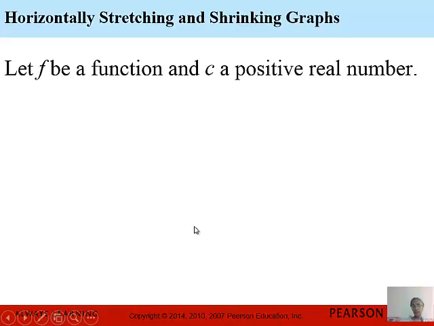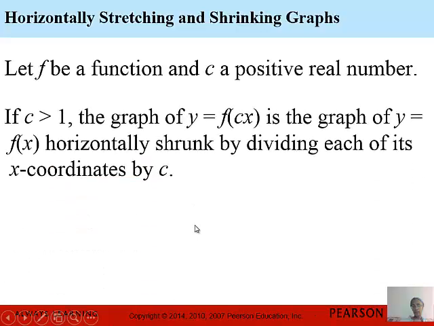So let's look at horizontally stretching and shrinking graphs. If f is a function and c is a positive real number, and c is bigger than 1, then the graph of y equal f of c of x is the graph of y equal f of x, horizontally shrunk by dividing each of its x coordinates by c.